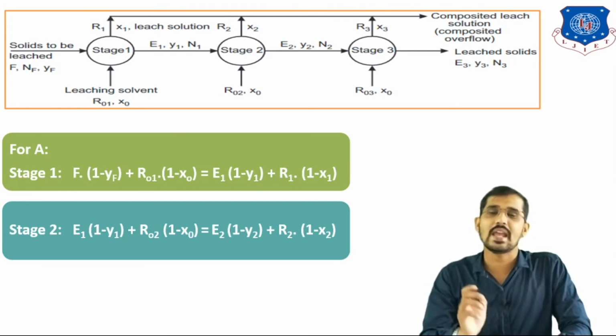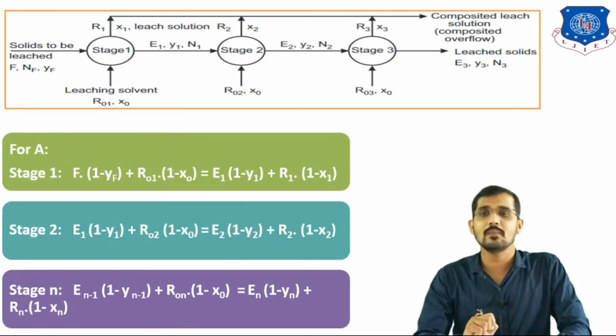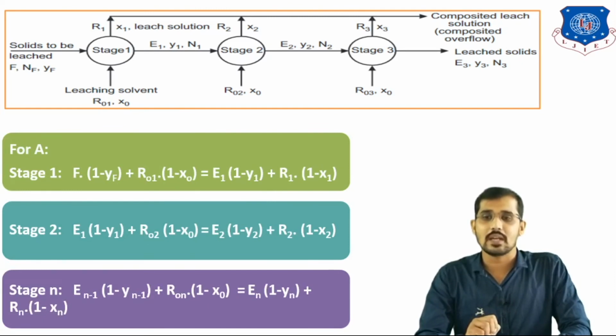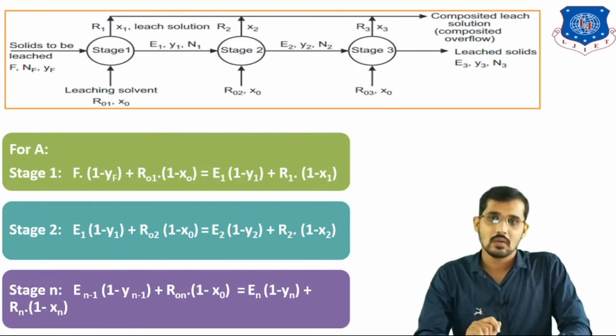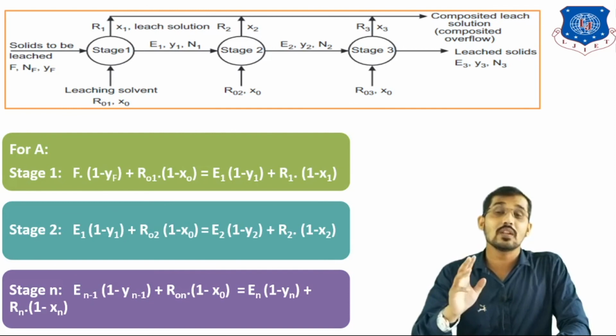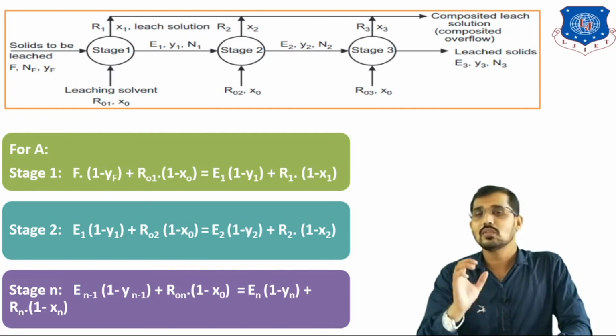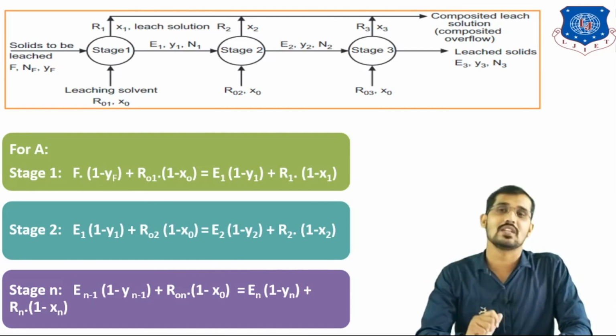Okay. So similarly I can write for the n stage in this manner: En minus 1 in bracket 1 minus Yn minus 1 plus R0 n in bracket 1 minus X0 is equal to En in bracket 1 minus Yn plus Rn in bracket 1 minus Xn. Okay. So in this manner we can write for the multiple stages. This question can be asked for 7 marks in your exam.